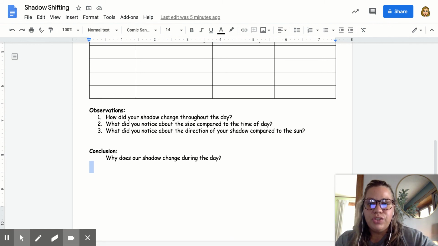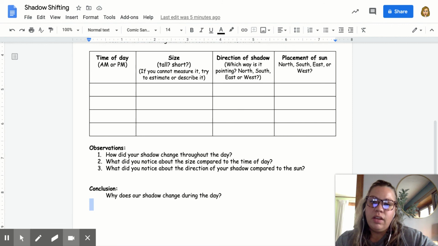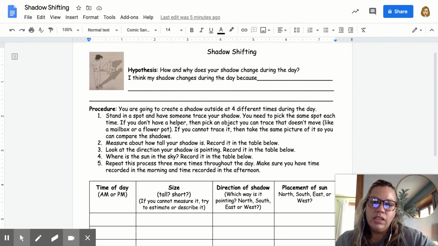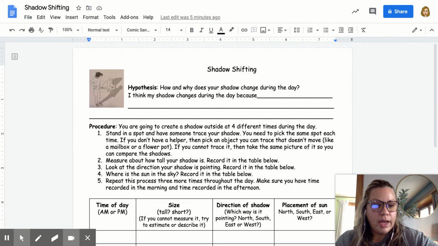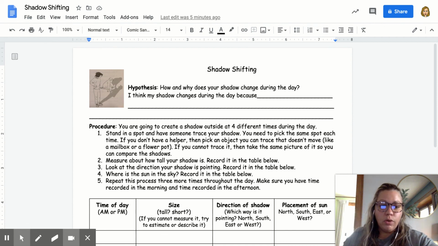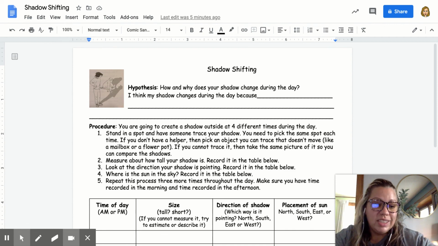Once you have answered the questions and filled in the chart with your data, you can go back to the assignment, and remember, when you are all done, you are going to click turn in so that way I can read and provide feedback on your activity. When we come back to class, we will share some of our data and our conclusions so we can wrap up what happened and why it happened.